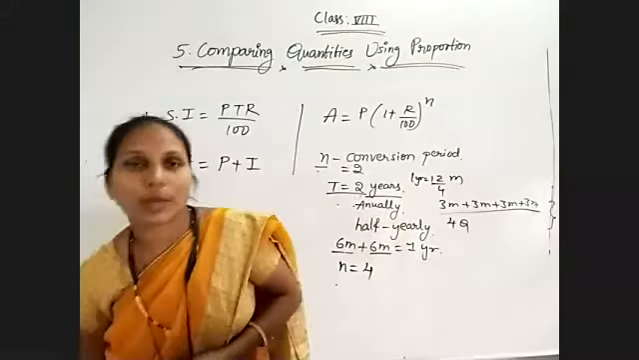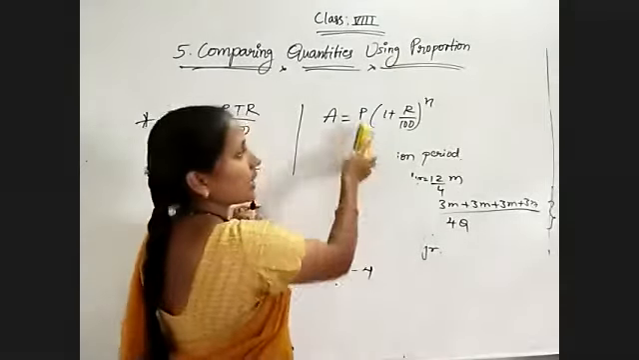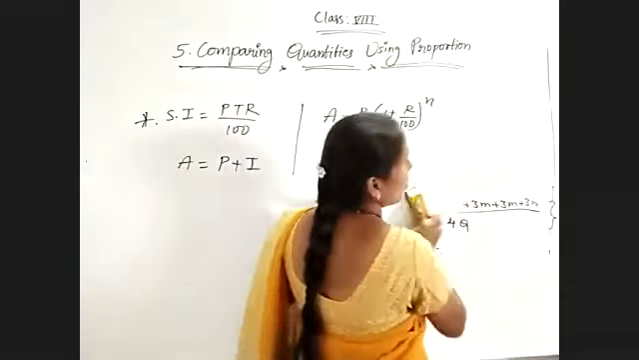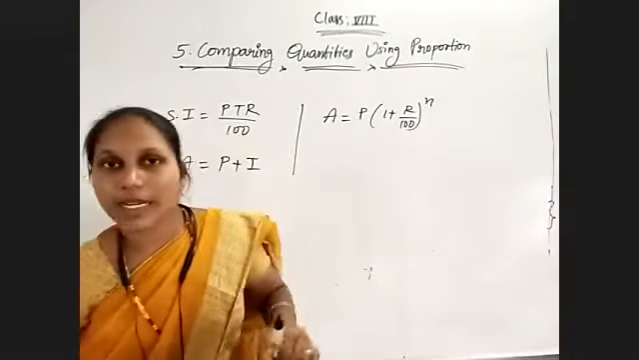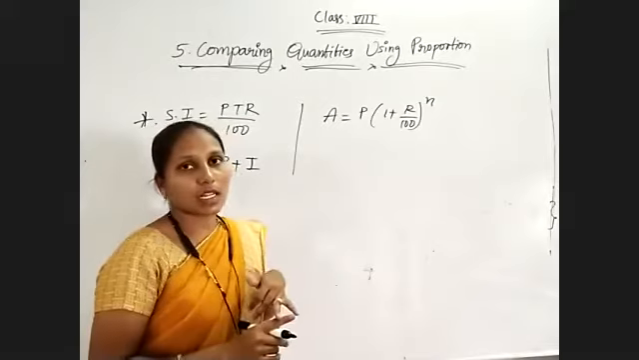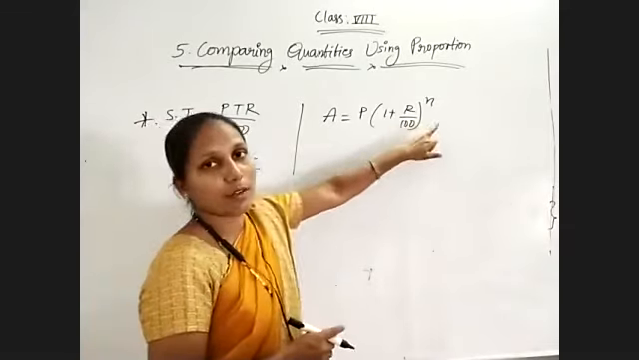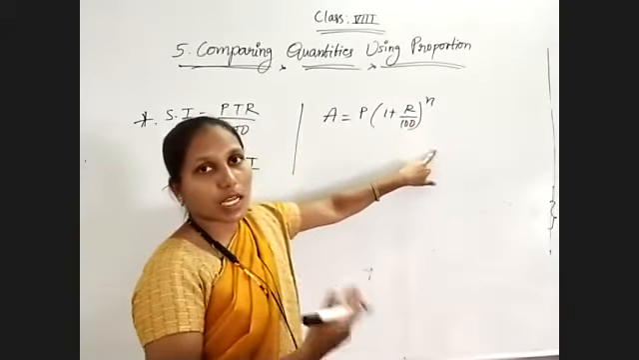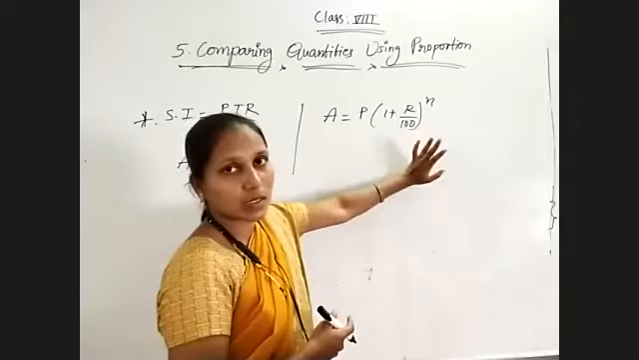Now, just remember the formula. The compound amount is given by P into 1 plus R by 100 whole power N. N is the conversion period, which depends on time. If the time is given annually, then whatever years they give, that value we take for N. If the amount is compounded half yearly, the N value will change.